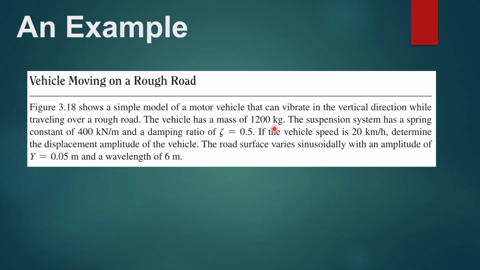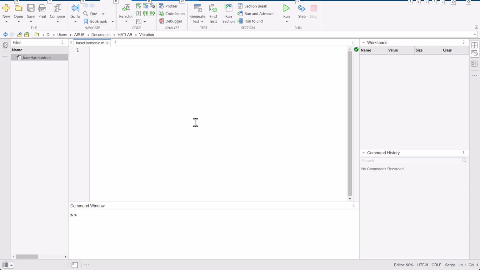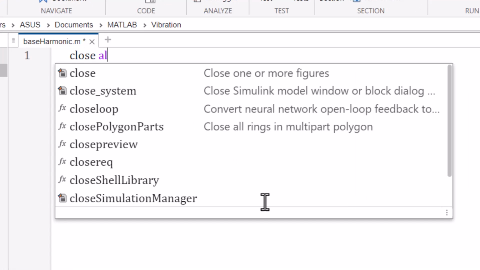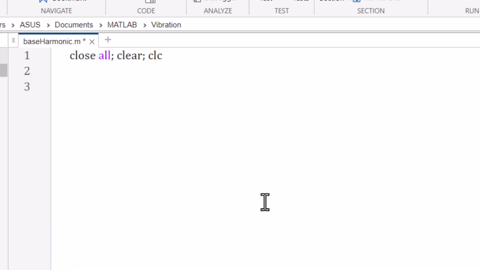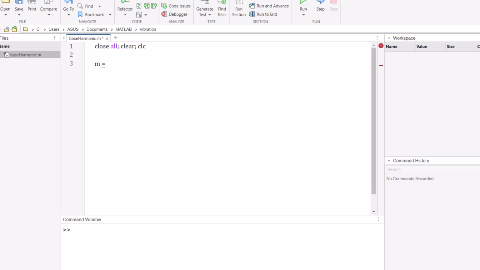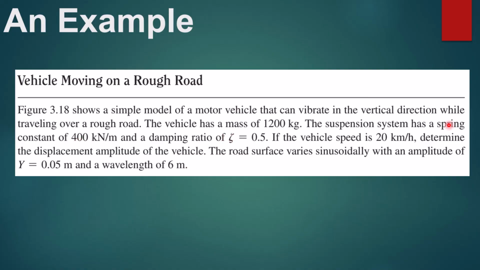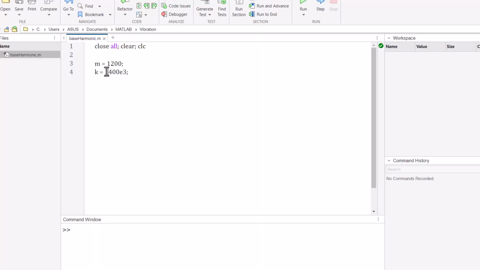So suppose there is a vehicle with a known mass and it has a known spring and a known damper, and it is moving over a bumpy road, and we know the amplitude of oscillations of the road. So I'm going to start coding. As always, I type close all, clear, clc. Now, m of the vehicle was 1200 kilograms and the spring constant is 400 kilonewtons per meter. So here it says the spring has 400 kilonewtons per meter.